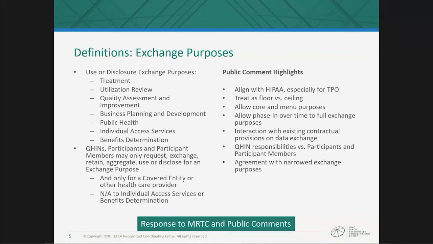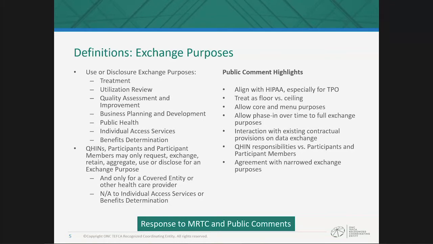And then, obviously, none of this is really relevant for individuals, because individuals can use their information and access their information for anything because it's their information. And so the definition recognizes the network concept and the limits on permitted exchanges, but also codifies that this is not meant to limit the ability of an individual to use exchange services available. So that's what the MRTC says.